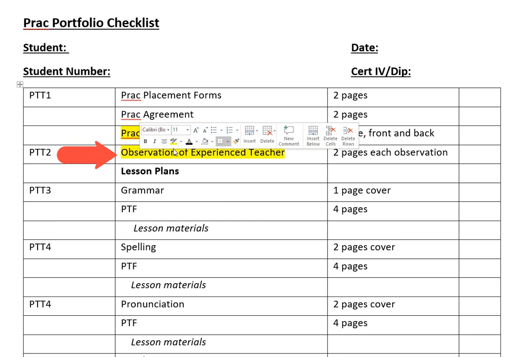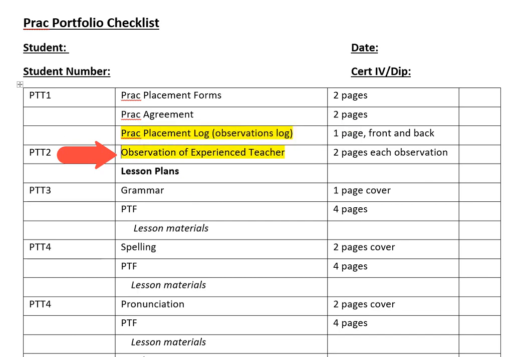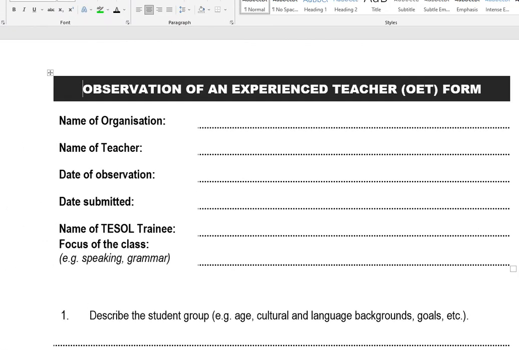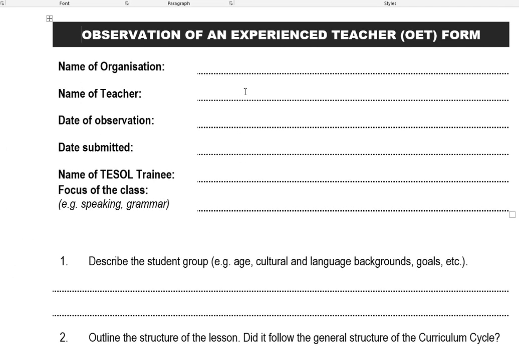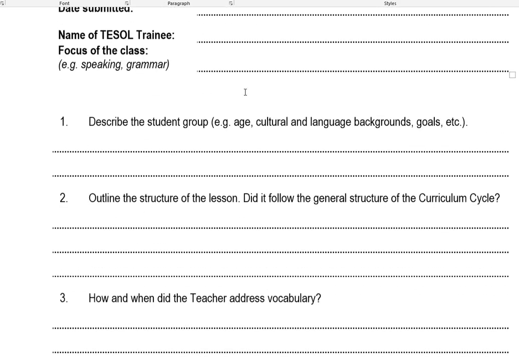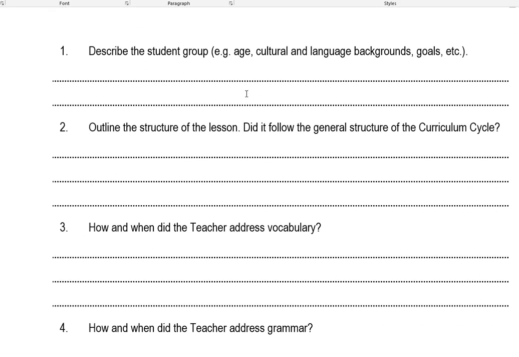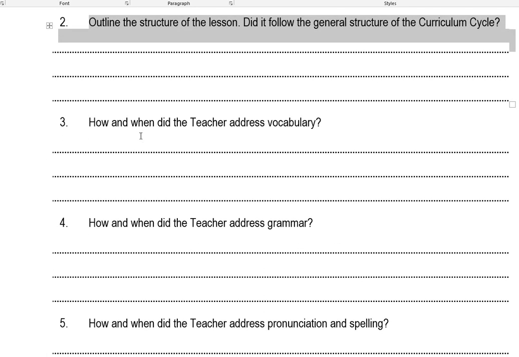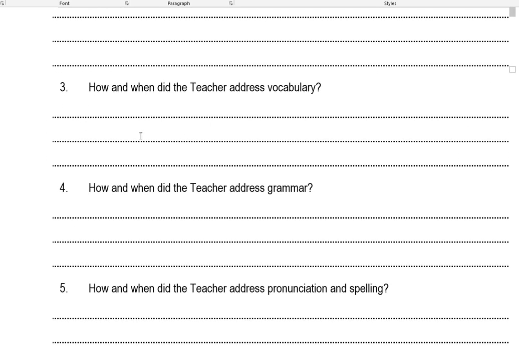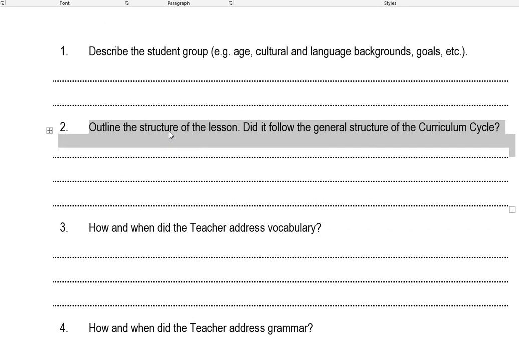Observations of an experienced teacher. The observations of an experienced teacher form looks like this and basically asks you to do a reflection on each of the sessions that you observe. So ensure that you complete all of the sections, and this particular task is very useful in helping you to reflect and to focus on particular aspects within a lesson.